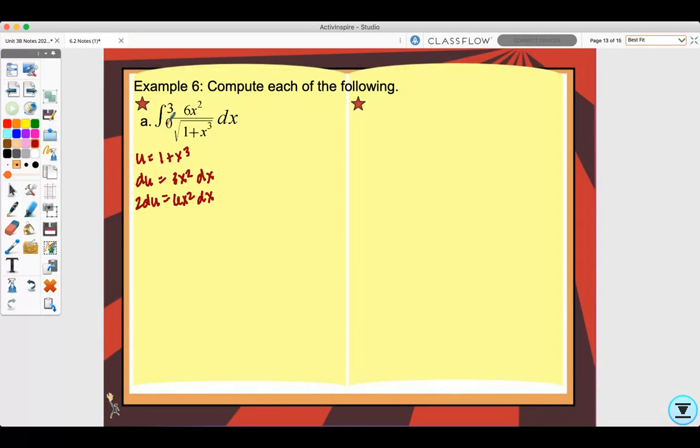Also, I need to put my lower and upper bound in terms of u. So when x equals 0, u would equal 1 plus 0 cubed, which equals 1. When x equals 3, u would equal 1 plus 3 cubed, which is 28. So now, when I write this, I'd have 2, my antiderivative from 1 to 28 of u to the negative 1/2 du.